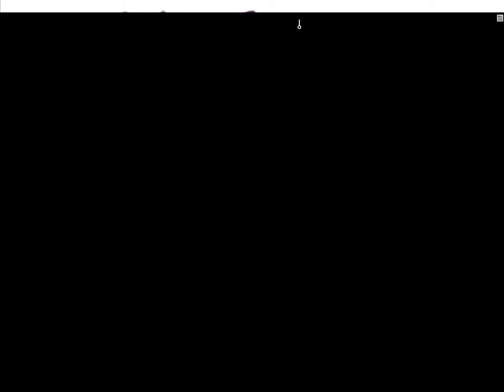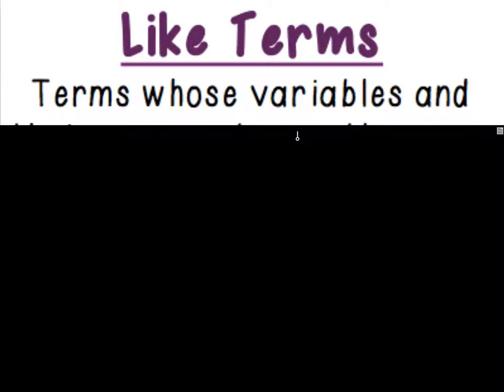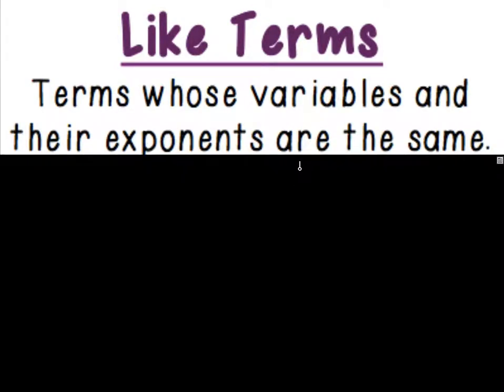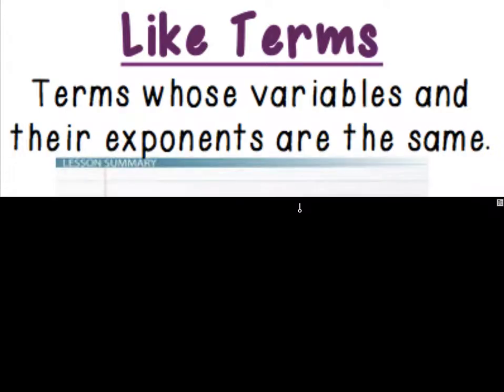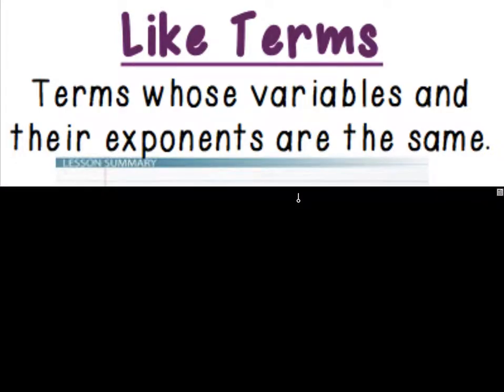All right, so then the next vocabulary term that we are going to go over is like terms. So the word like meaning the same. So like terms are terms that have the same pieces. So like terms are terms whose variables and their exponents are the same. All right, so what this means is if you have a variable that's connected to a coefficient, the coefficients don't have to be the same, but the variables do.